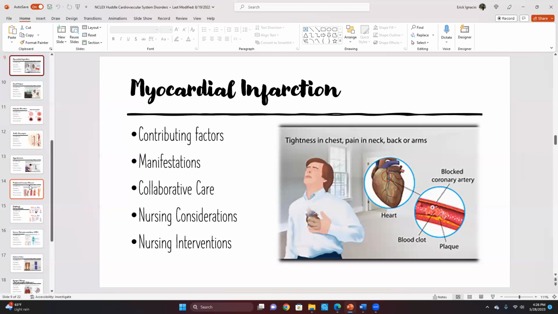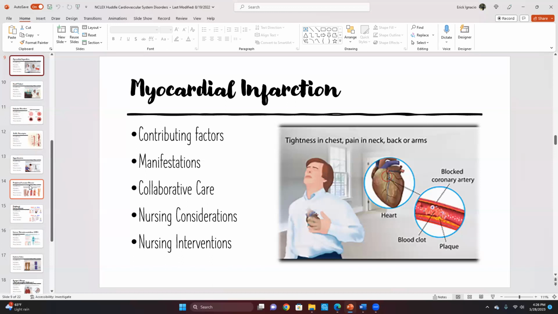So for my nursing considerations, we want to rest the myocardium, which is the middle layer of the heart, and that is the heart muscle itself, and we want to preserve what's left of the heart muscle. We will use the acronym MONA: morphine, oxygen, nitroglycerin, and aspirin. We will monitor the vital signs, O2 sats, and again, that EKG, and provide emotional support to the patient.